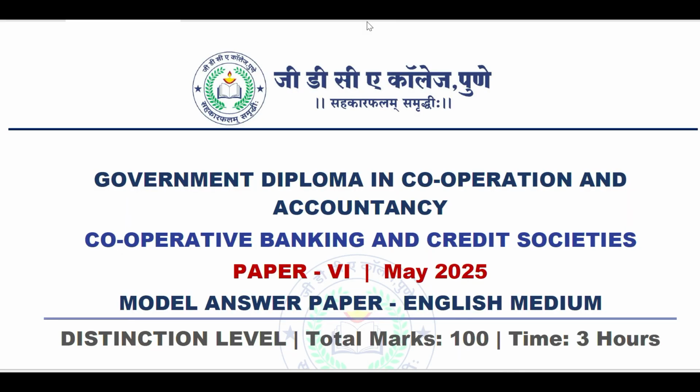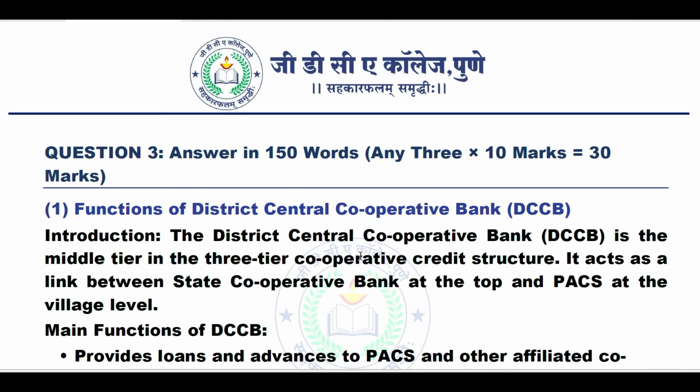GDCA paper number 6, last paper, part 2 for the previous year question paper and model answers, distinction level answers actually. So we saw in the first video question number 1 and 2. In this video we will see question number 3 and question number 4. Question number 3 was asked: answer in 150 words, any 3, each carries 10 marks, that is equal to 30 marks total.